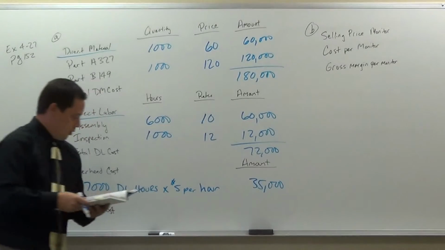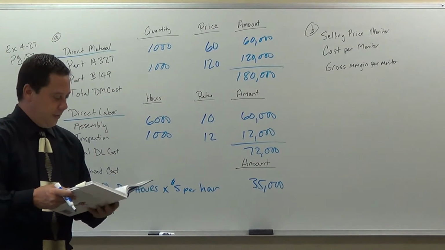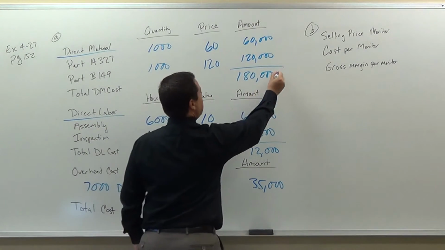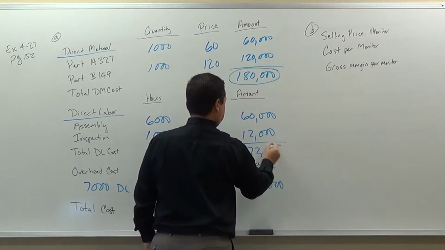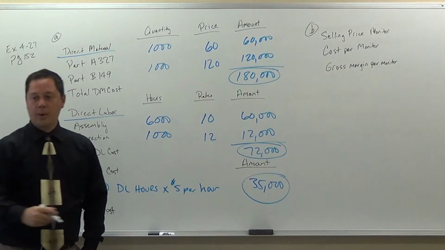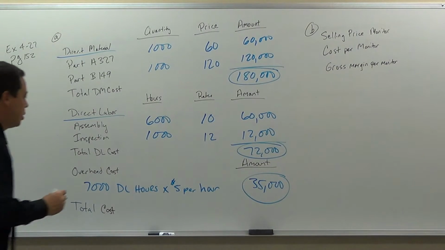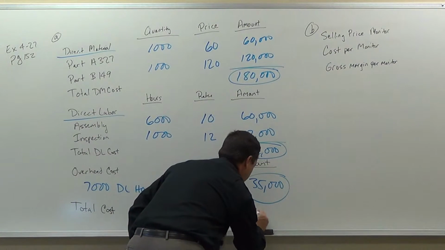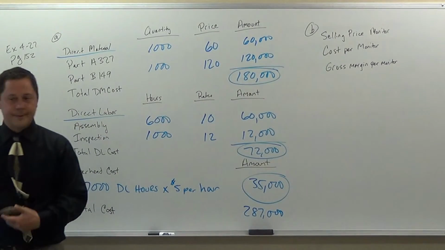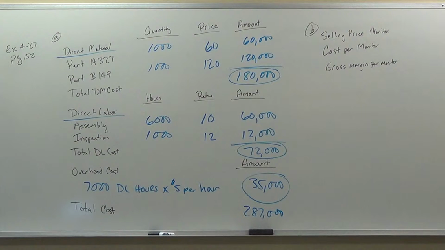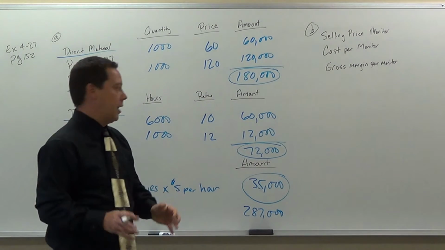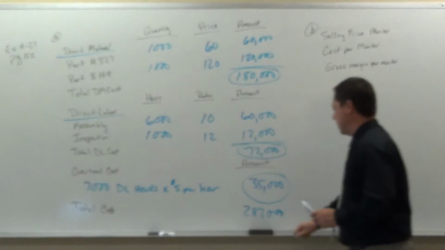All right. So what I need to figure out then is, what's my total cost? Well, the total cost is this here, and this here. Add all three of those together. That will give me my total cost, which is $287,000. So that is my total cost, including the direct materials, direct labor, and the overhead cost. Adding all those together gives us the total cost of $287,000.